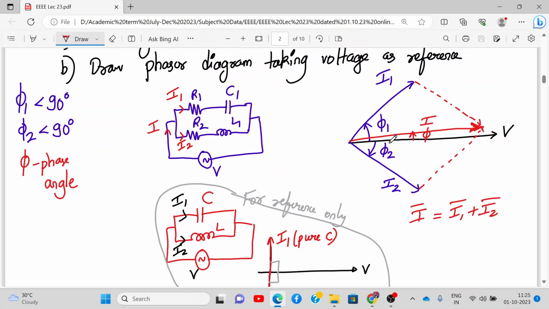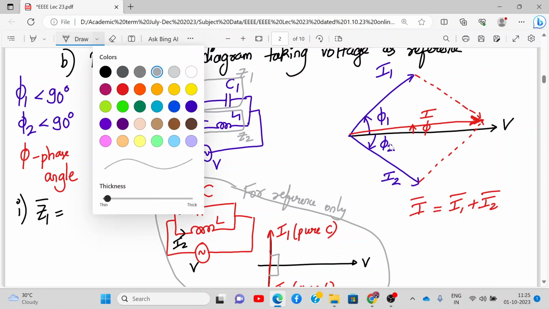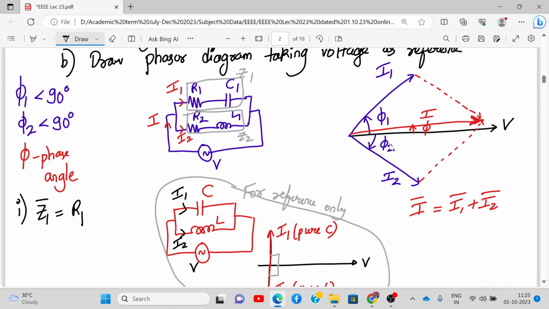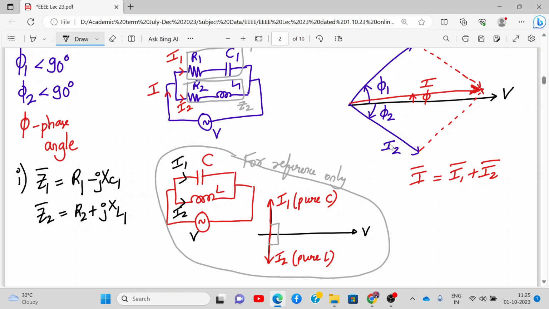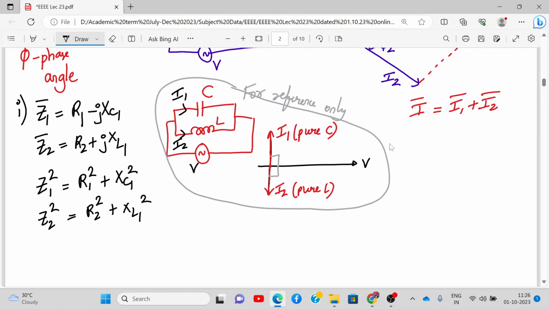Okay. Now, tell me, here I will be writing over here, what is Z1 bar for this network? This is Z1 and this is Z2. So can you tell me what is Z1 bar? It is R1. Here it is RC, so it will be minus j XC1. Are you getting it? Similarly, what will be Z2? It will be R2 plus j, here it is L1, so j XL1. Are you understanding how we have written this? Yes? Okay. So then Z1 square will be R1 square plus XC1 square, and Z2 square will be R2 square plus XL1 square. Got it?